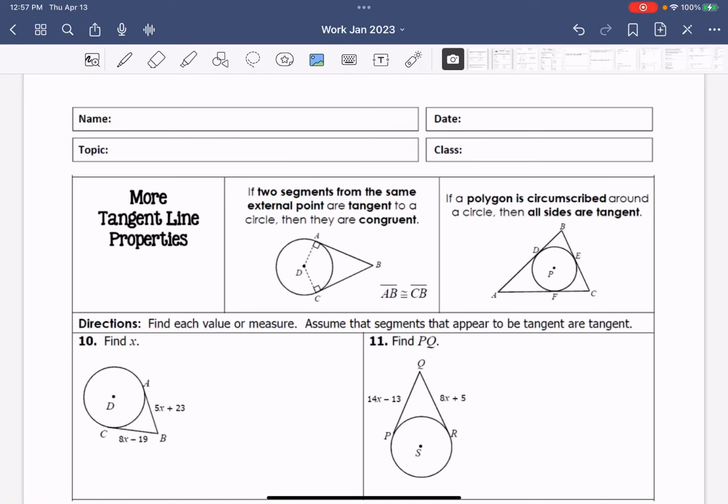All right, guys, so these are the notes for tangent with a circle with at least two tangents.